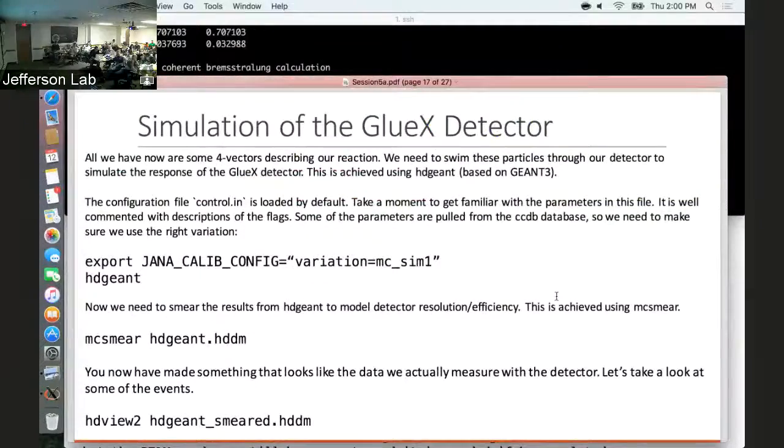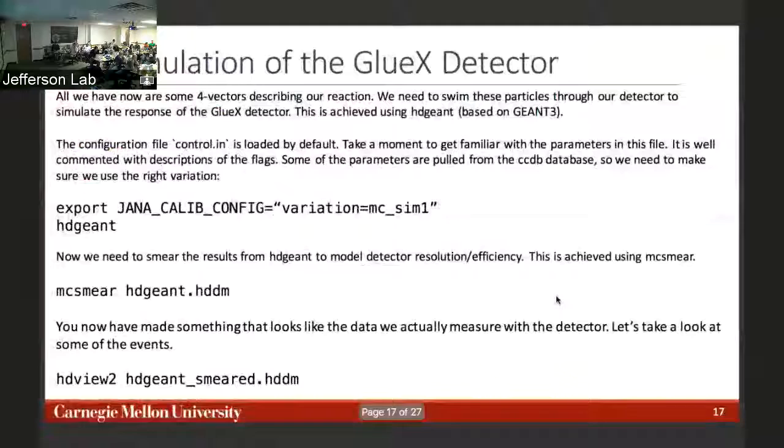Okay, so here's something that we really haven't talked about until now. We've given you all these simulated samples, but we haven't said how you make the simulation once you have some 4 vectors that you want to pretend went through the detector. So we need to swim them through the detector to simulate the response, and that's with a program called HDGeant that under the hood is Geant 3. Eventually that will move to Geant 4, but everyone in the collaboration knows how that goes.